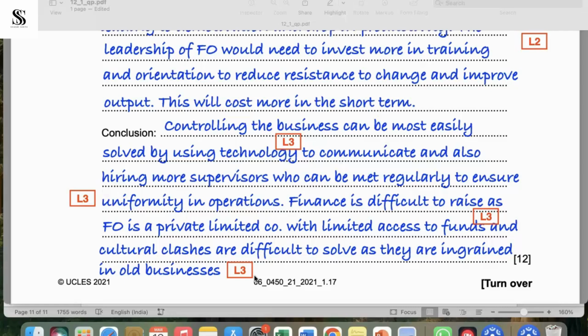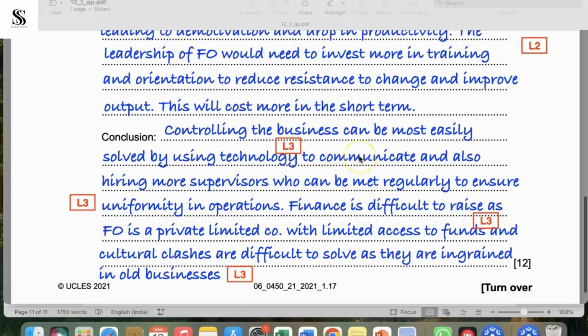Now, make sure that all your justifications lead from the previous analysis. Don't throw in something completely new there. And while you are making your recommendation here, don't get into explanation mode all over again. If by chance you get into explaining something which has not already been explained, it might just end up getting an L2 mark and not an L3. All right.